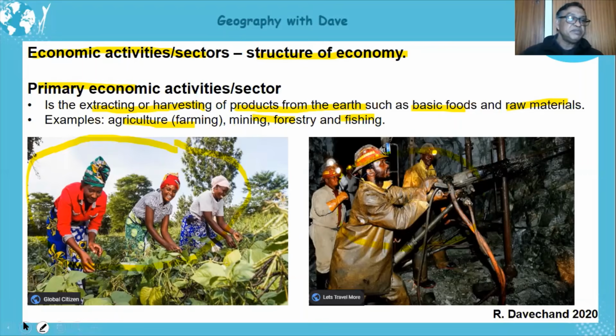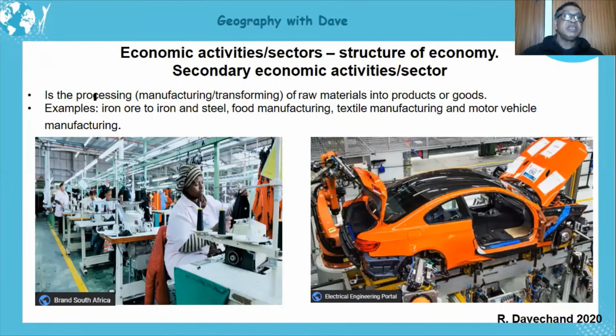All right. Then we got secondary activities, which is processing, that is manufacturing or transforming raw materials into products or goods. This young lady, all right, is sewing clothes. Bought the cotton which was farmed, now it's sewing. You understand? Yeah, they're using the iron and steel.